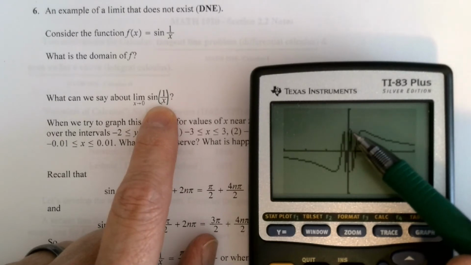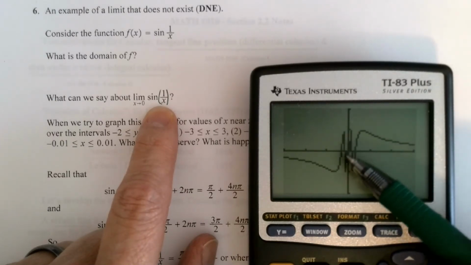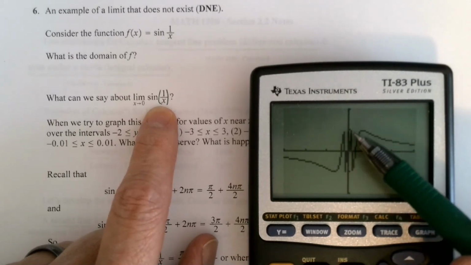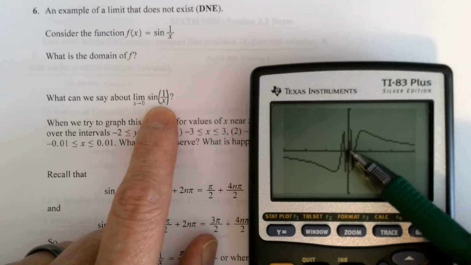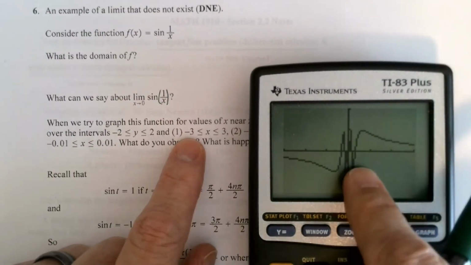Up here is positive 1, down here is negative 1. That kind of makes sense. We know the sine function bounces between 1 and negative 1. So it looks like it goes up, down, and then up, down. What's the limit? Are we approaching 0 as x gets close to 0? What's happening there? Well, let's zoom in a little bit here.